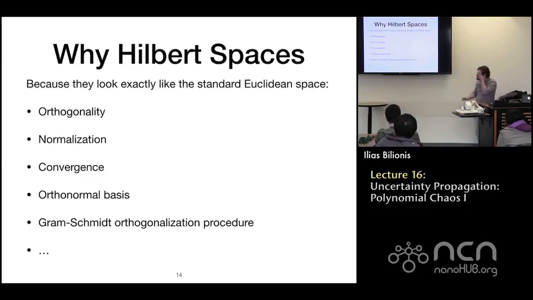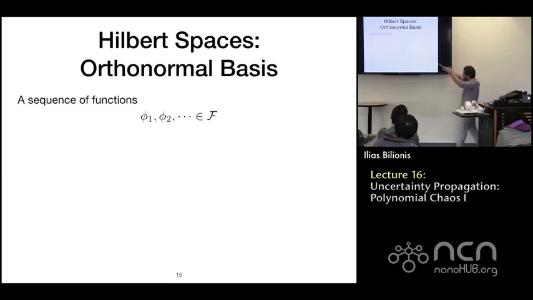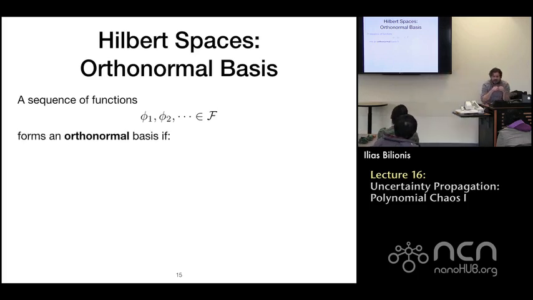Anyway, so why Hilbert spaces? We can define orthogonality, normalization, convergence. We can define the concept of orthonormal basis. We can construct orthonormal basis using the Gram-Schmidt procedure, which you should have learned in linear algebra, etc. All right, so here's the concept of an orthonormal basis for our particular problem. So a sequence of functions, phi1, phi2, is said to be an orthonormal basis if three properties are satisfied.